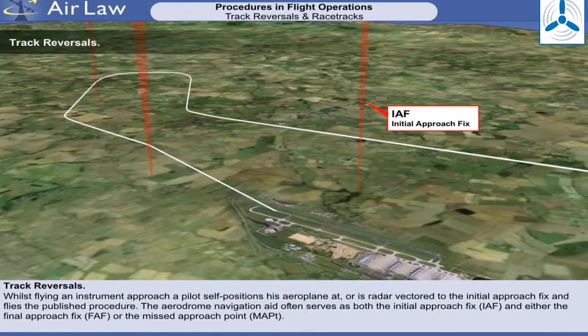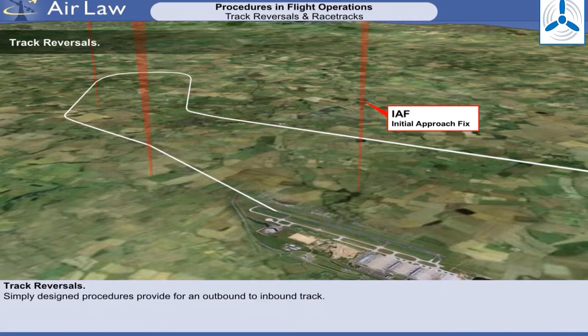Without radar vectoring, an instrument procedure relies on pilot self-positioning at the initial approach fix, IAF, and then flying a published aerodrome procedure. This may be done using a facility on the aerodrome that serves both as the IAF and the MAPT. Some form of track reversal procedure is required, in which the aircraft is flown outbound from the facility on a defined track, and then turned to fly inbound back towards the facility.